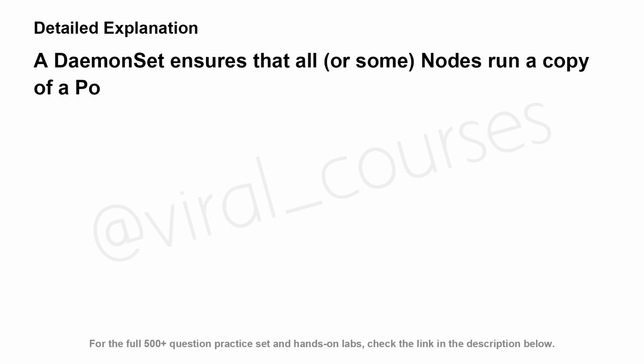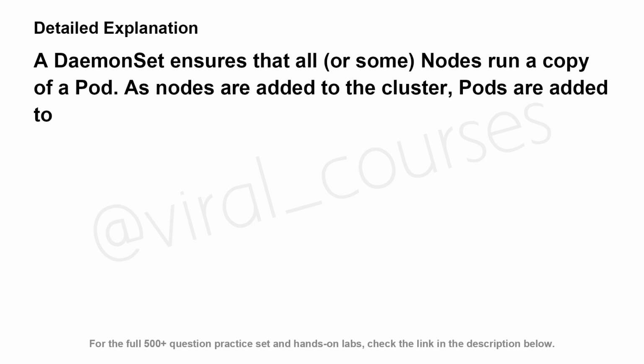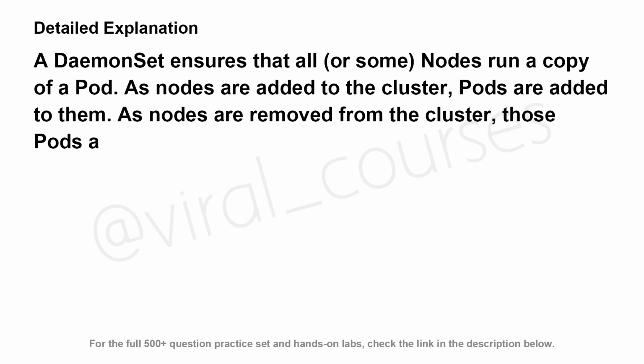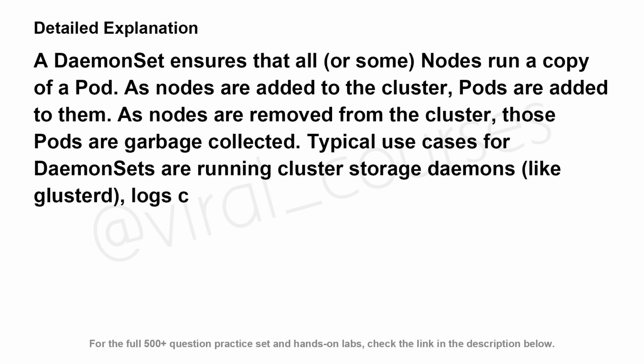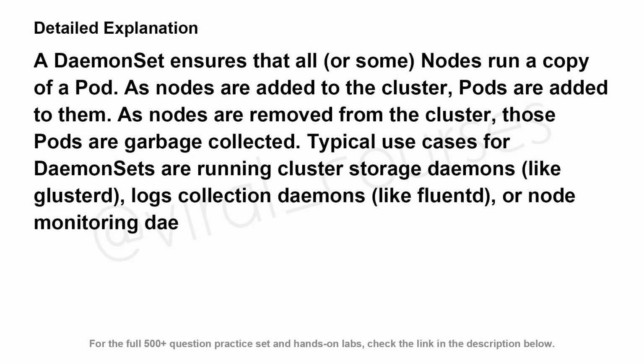A DaemonSet ensures that all, or some, nodes run a copy of a pod. As nodes are added to the cluster, pods are added to them. As nodes are removed from the cluster, those pods are garbage collected. Typical use cases for DaemonSets are running cluster storage daemons, like glusterd, logs collection daemons, like fluentd, or node monitoring daemons, like collectd.